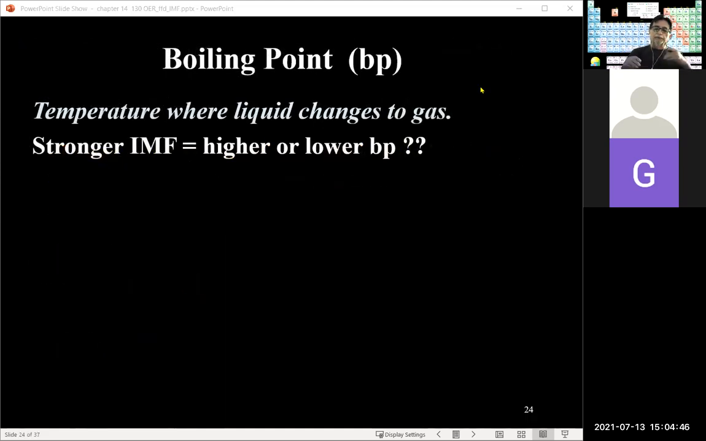Okay, boiling point. And this is also true for melting point. Sometimes we don't talk about this. Melting point, the only difference is that melting point is the temperature at which a solid becomes a liquid, and boiling point is the temperature at which a liquid becomes a gas.